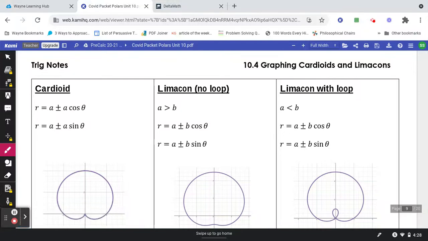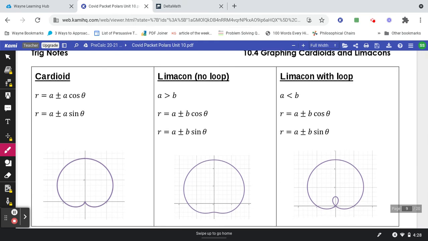These are the 10.4 notes for Trig. We're going to talk today about graphing cardioids and limacons. So cardioids, limacons, and limacons with a loop, each of them has a very similar equation.